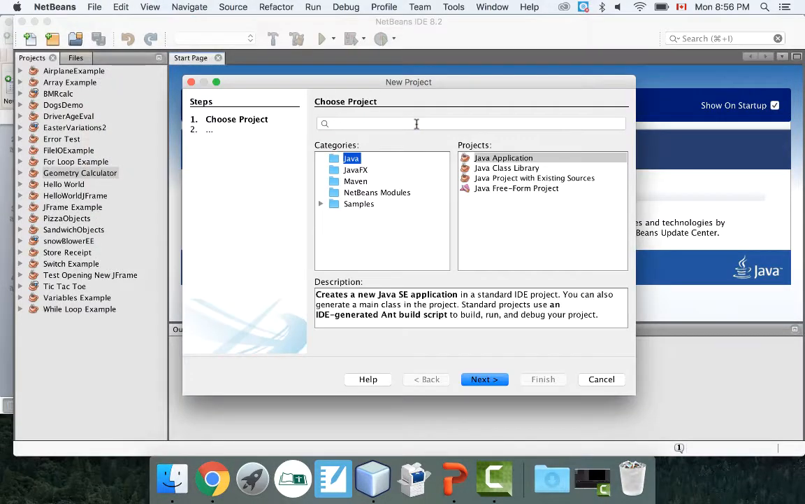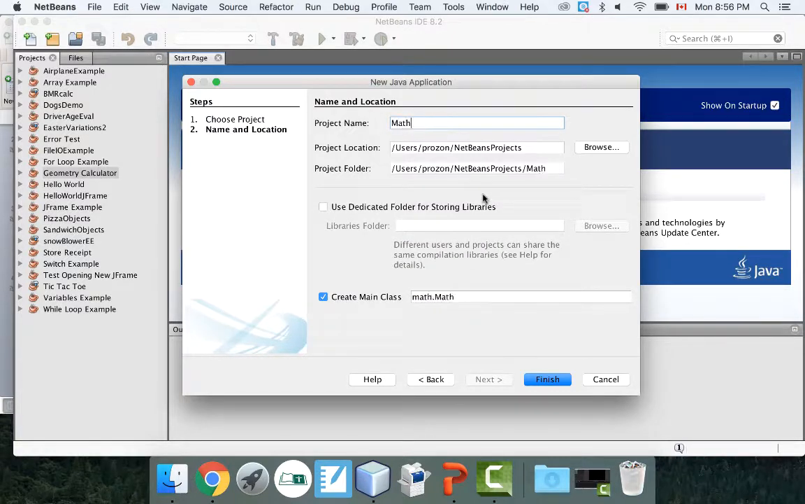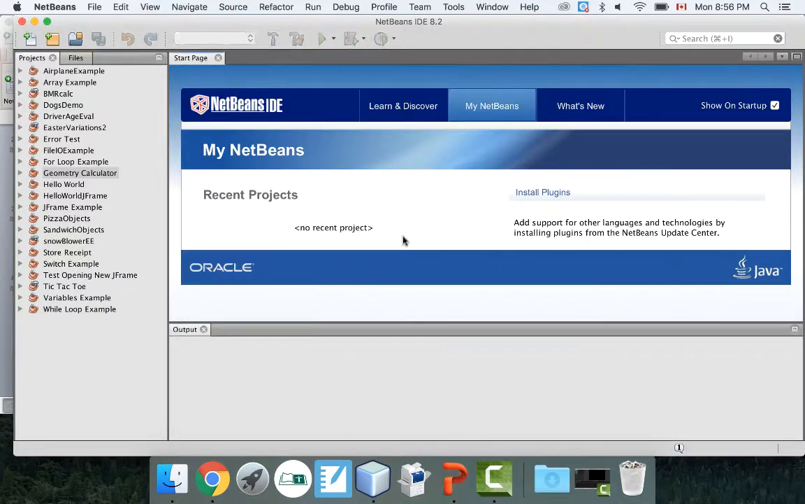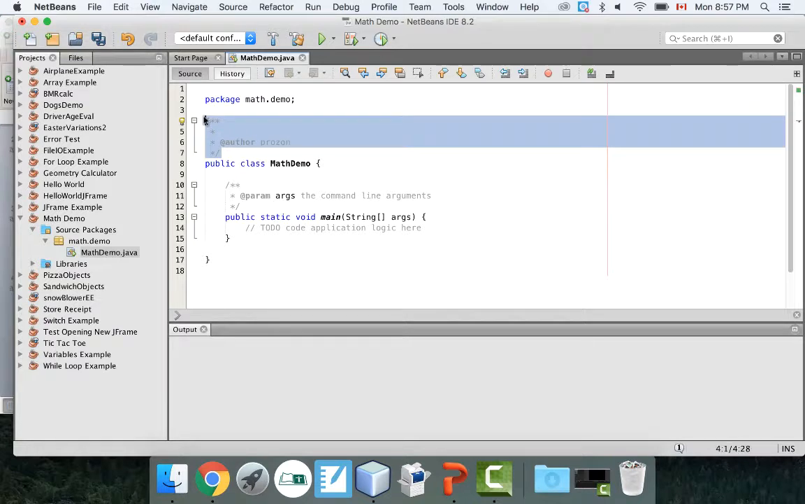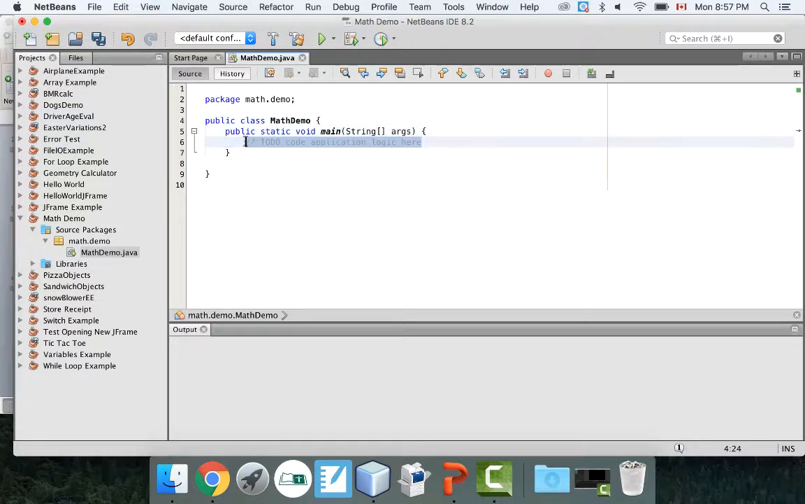Let's go to a new project, Java application, and we'll call this math demo. And I will use the scanner class in order to get my input as well for these numbers. So let's go ahead and get started. And just going to clean up my comments here. Okay. So in this program, for sure, I'm going to demo square roots, exponents, and maybe absolute value.